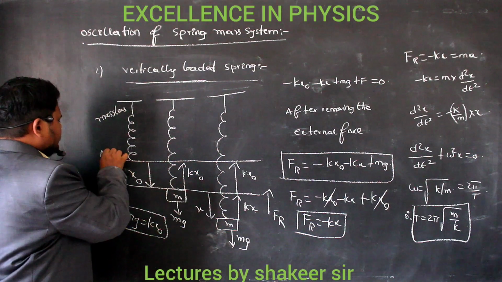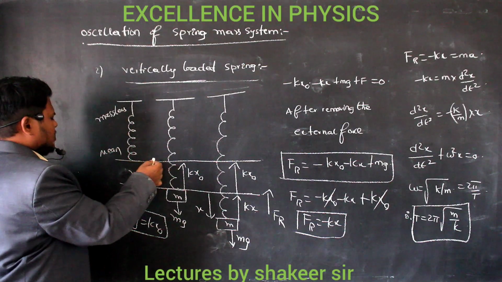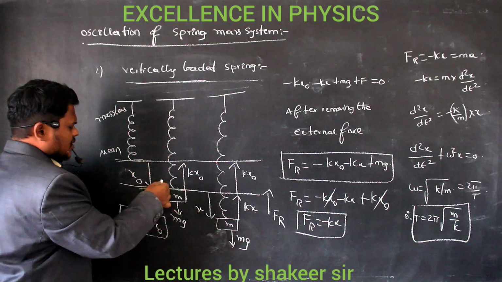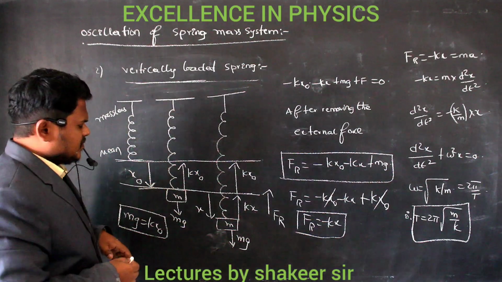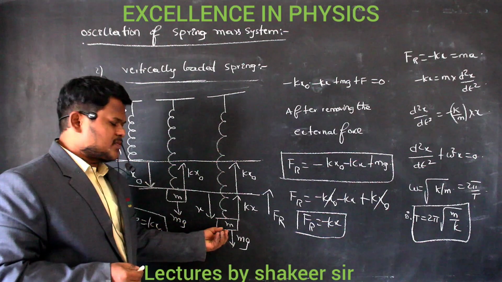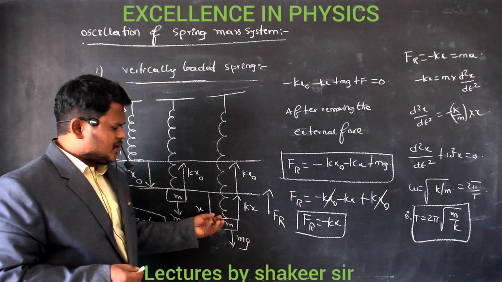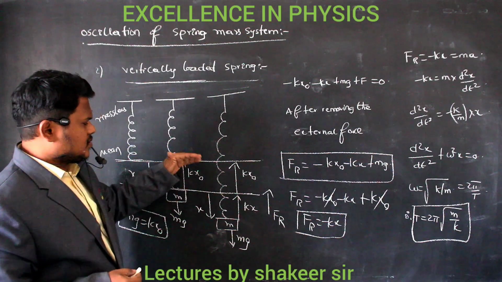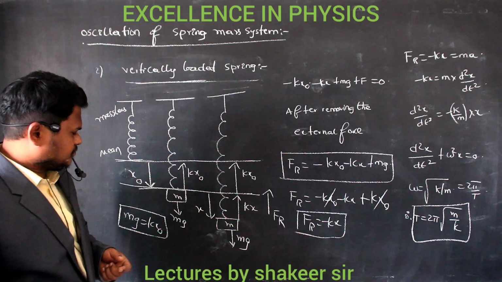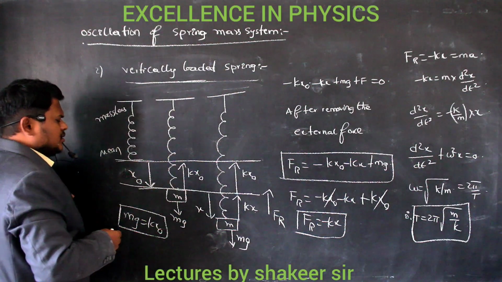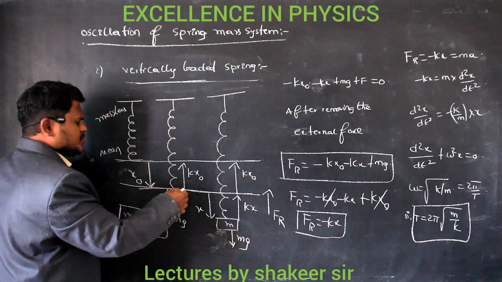So here the question is, this body will oscillate about which mean position? So this was the mean position before the mass was attached, and this is the new mean position after attaching this mass. Now when you move this mass up to a displacement of x and release it, this body will oscillate about which mean position? Will it oscillate about this mean position or this mean position? Definitely the body will oscillate along this mean position.